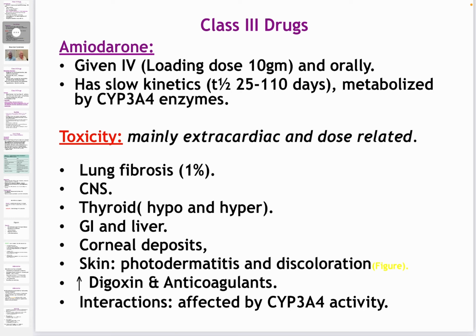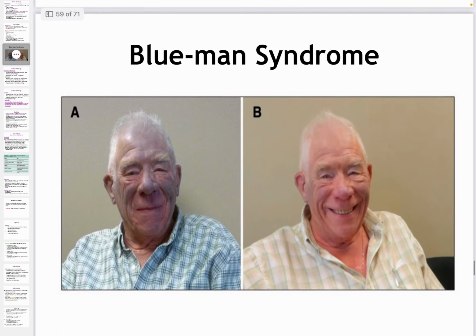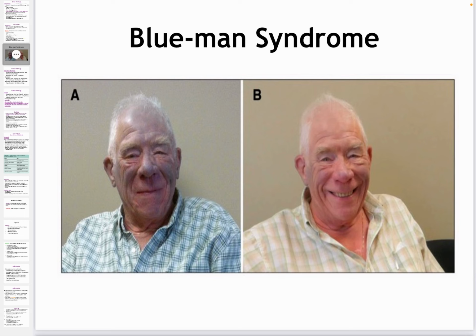What are the toxicities associated with it? It has a special extracardiac toxicity. It can cause lung fibrosis, but only in 1% of patients, but we want to remember that. Another important and distinguishing side effect is something called blue man syndrome, which is a color discoloration of the skin of the individual. Also, it causes corneal deposits. So it causes different kinds of deposits in the skin, the cornea, or mucous membranes.